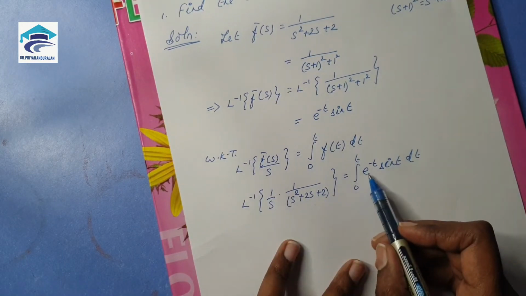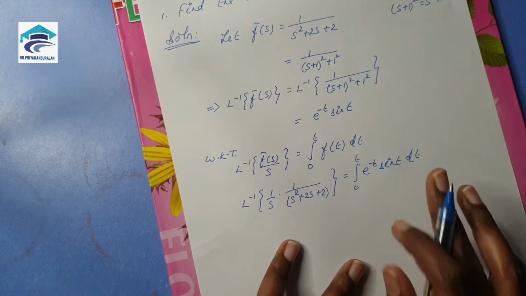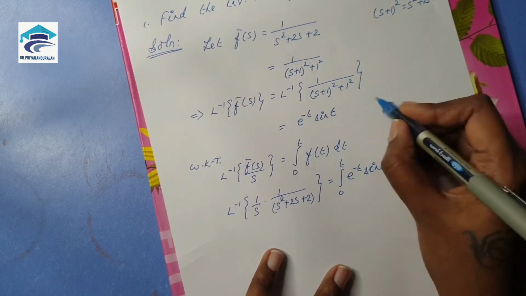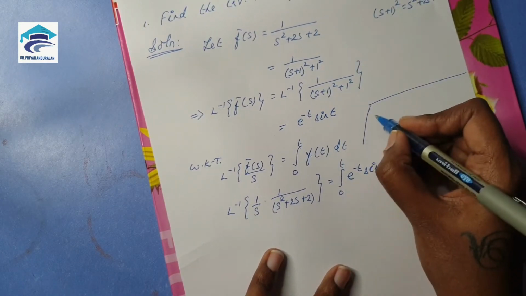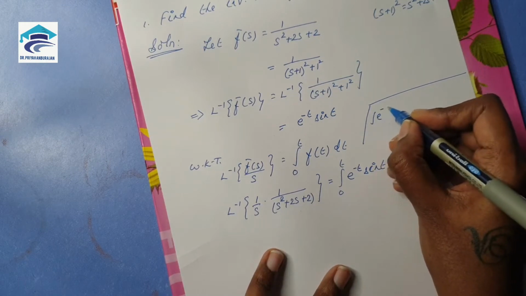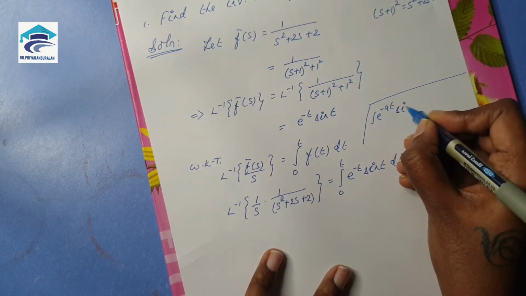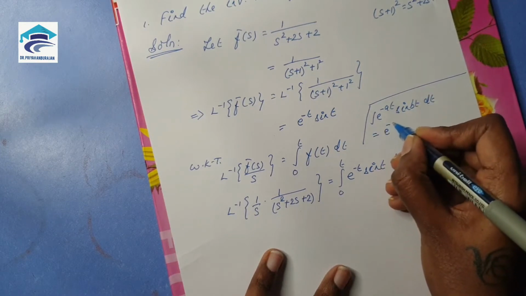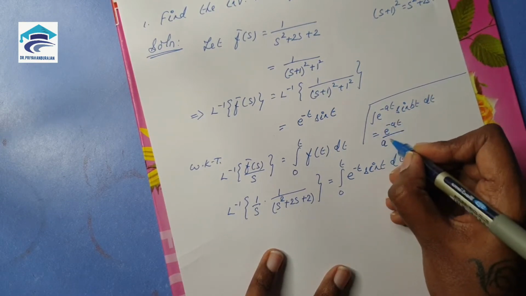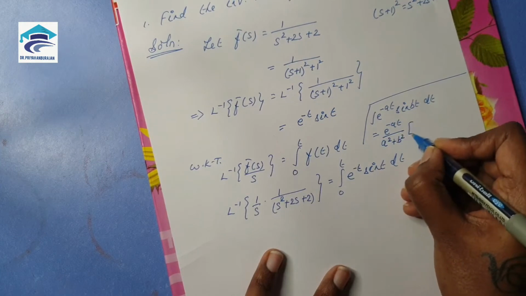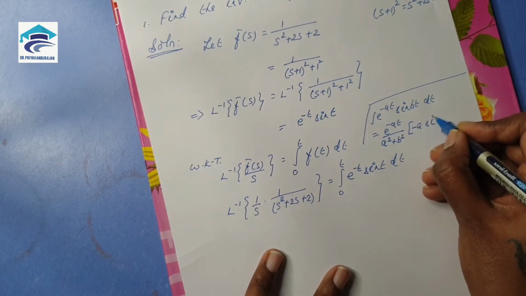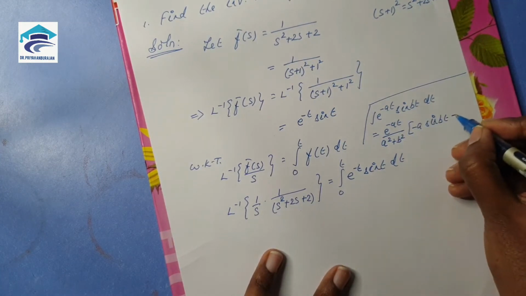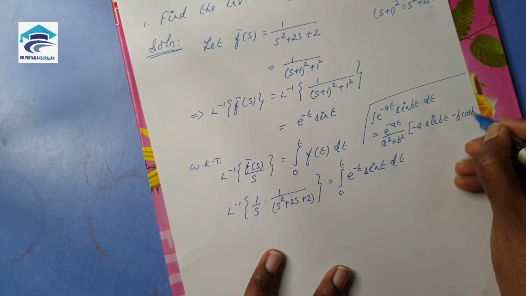So what is the integration of e to the power minus t into sin t? We have a formula for this, that is, the integration of e to the power minus at sin bt dt can be written as e to the power minus at by a squared plus b squared into minus a sin bt minus b cos bt.